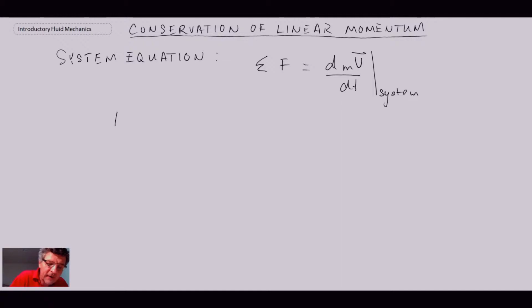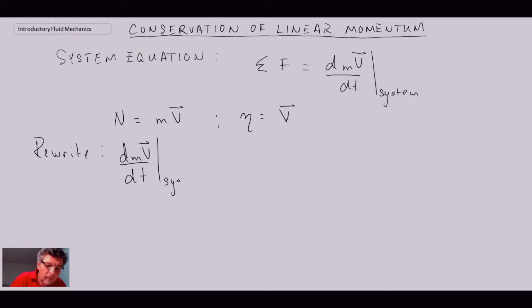Now, in terms of our extensive and intensive properties, eta is then just the vector v, so with that we can rewrite using the relationship between the system and the control volume for the time derivative. So that's for fixed mass on the left, and then on the right this is for a control volume.